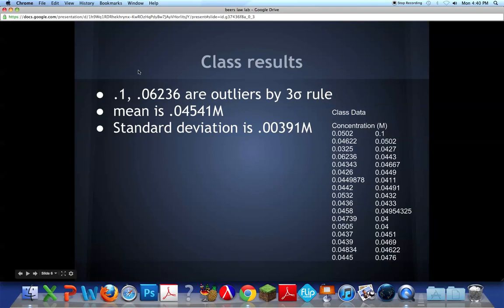Outliers are determined by the 3 sigma rule. If something is more than 3 standard deviations away from the mean, either too high or too low, then we take it out because it's probably going to mess up our math. The mean of our class data was 0.045, and the standard deviation is 0.00391, which is very, very accurate. I'm very impressed with what the classes were able to do, and this just goes to show how well they can do this.